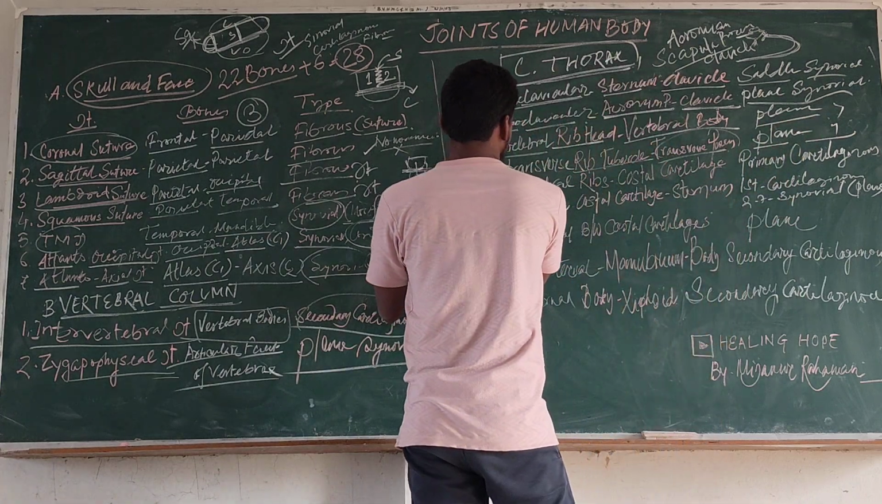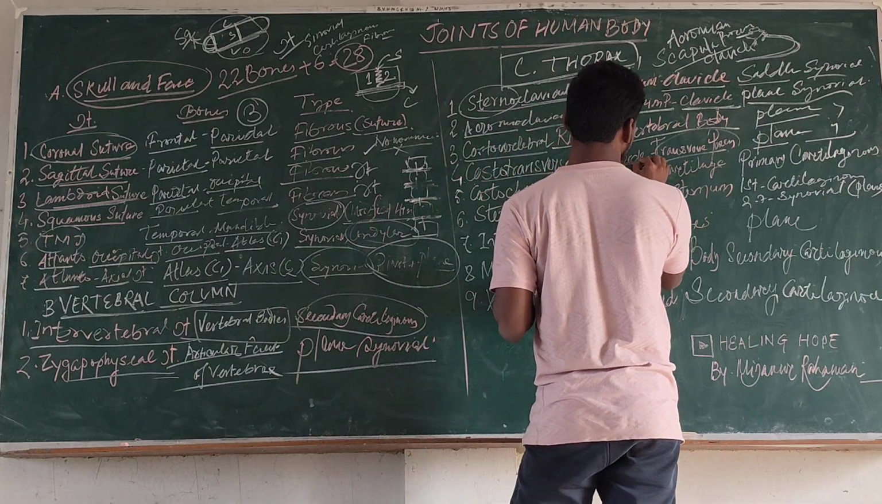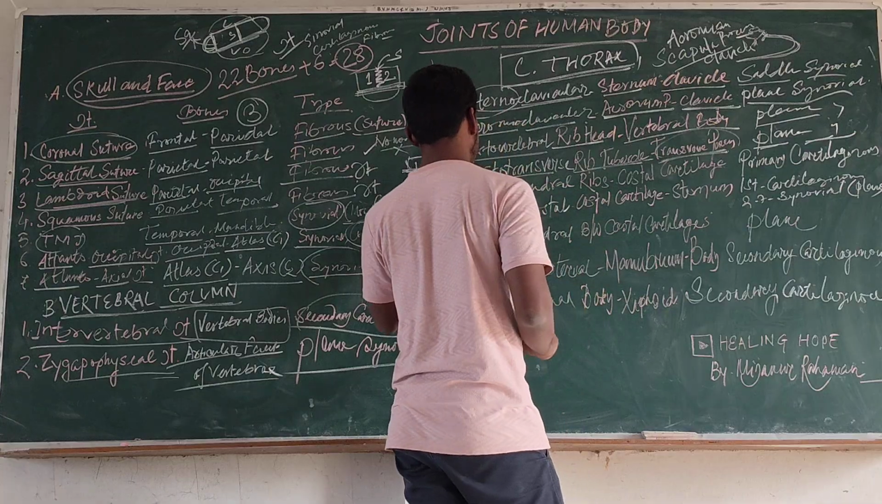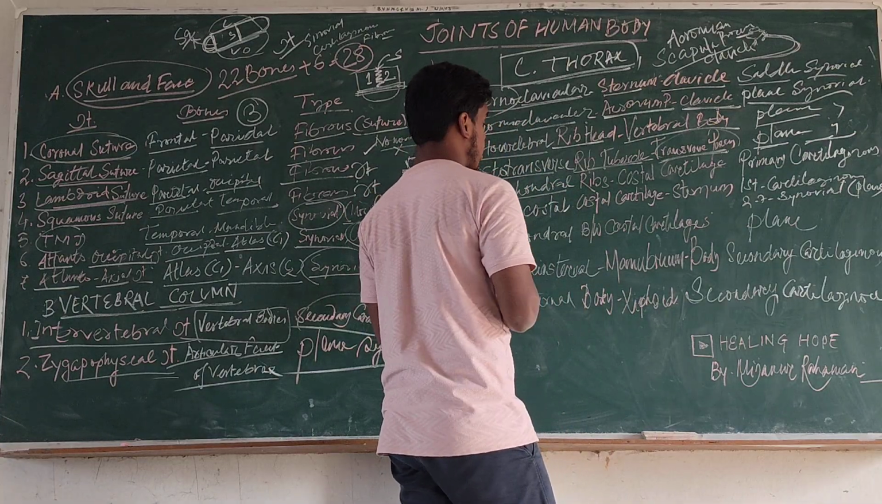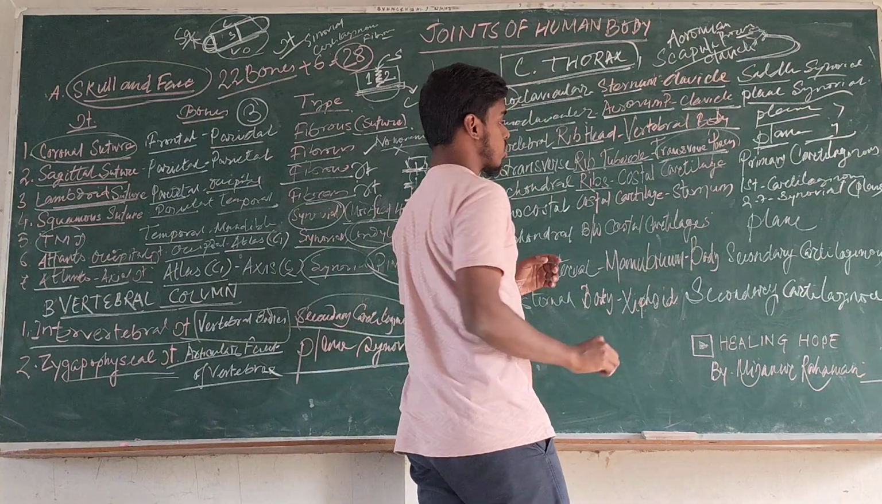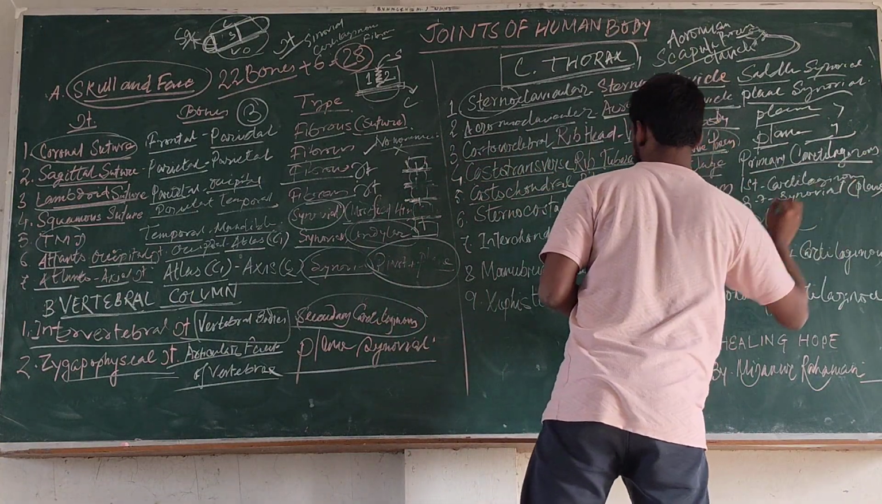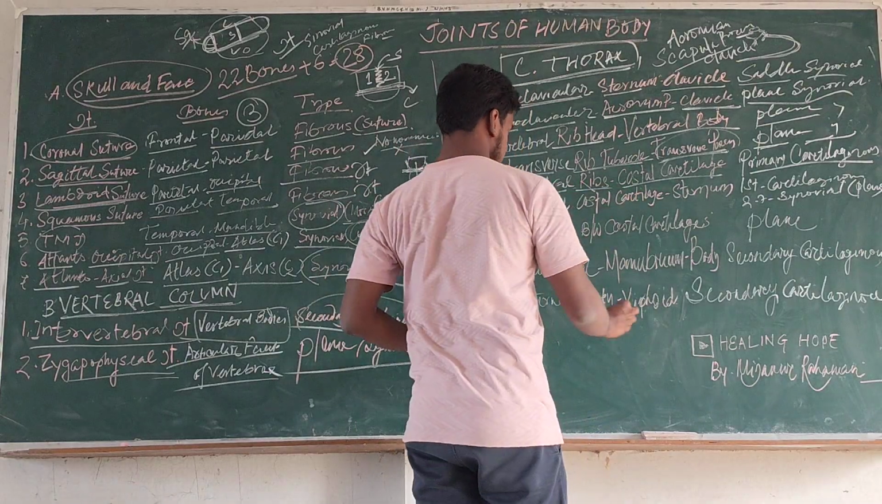Now the costotransverse joint, this is formed by the rib tubercle and the transverse process. This is also a plain synovial joint. Then the costochondral joint, this joint is formed by the ribs and the costal cartilages. This is a primary cartilaginous joint.